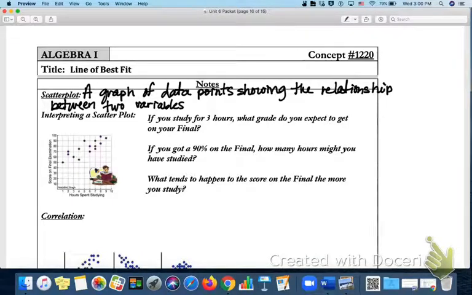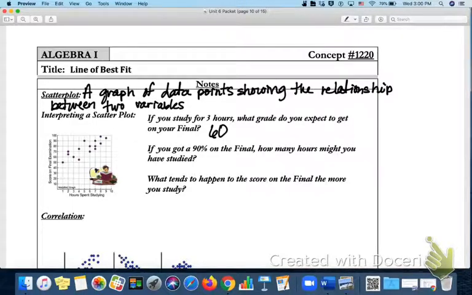If you study for 3 hours, what grade do you expect to get on your final? On the x-axis, go to the bottom and find 3. And if you follow that up to an ordered pair, it looks like the point is at about 60. So you could expect to get about a 60%.